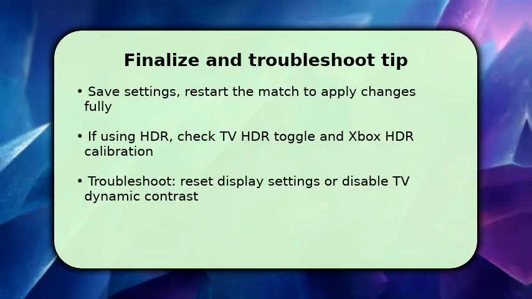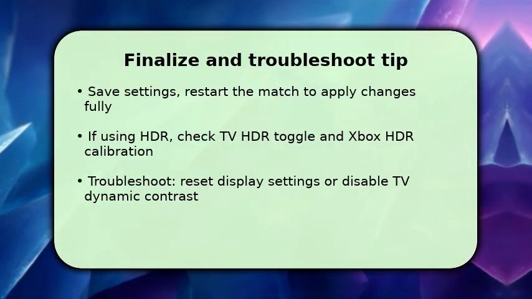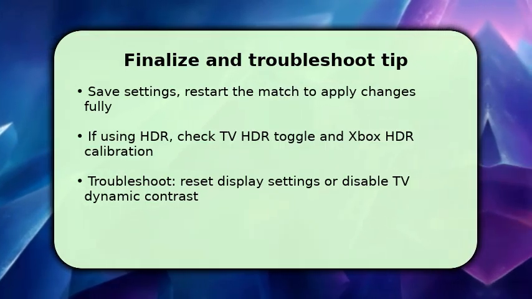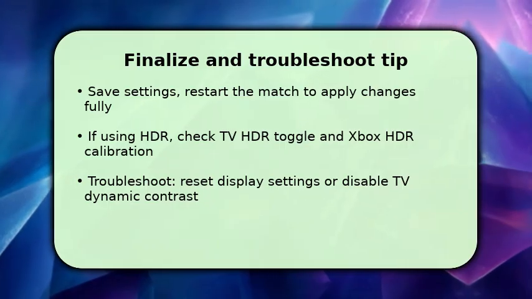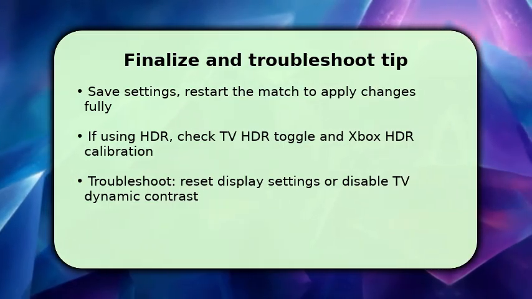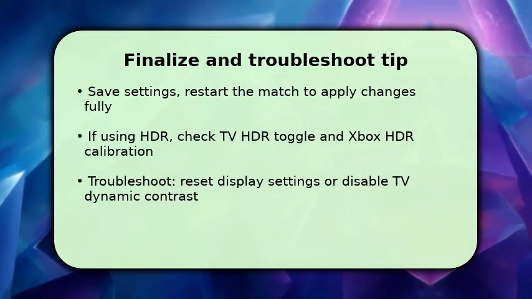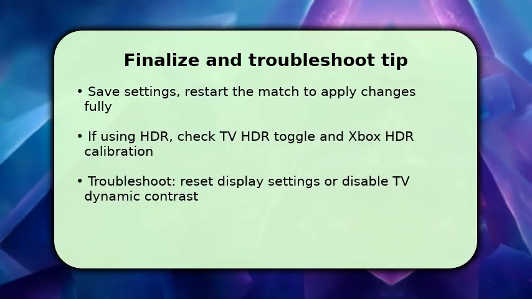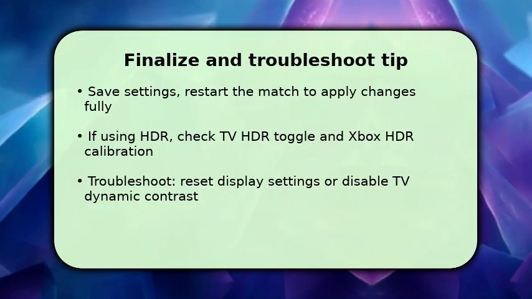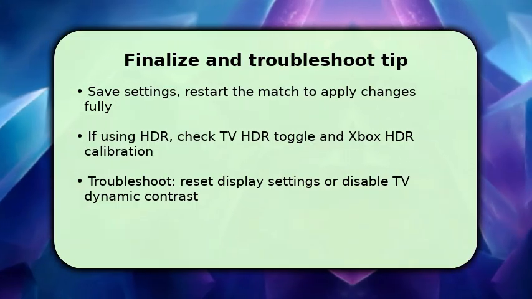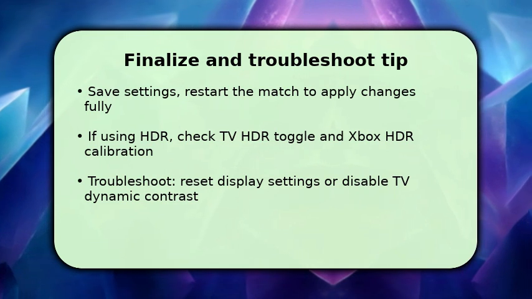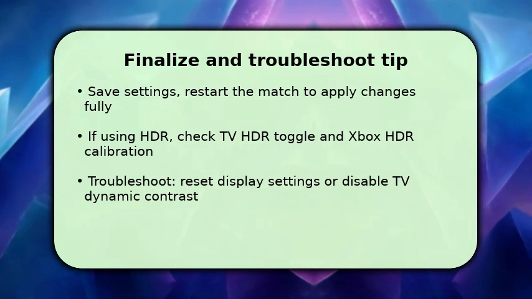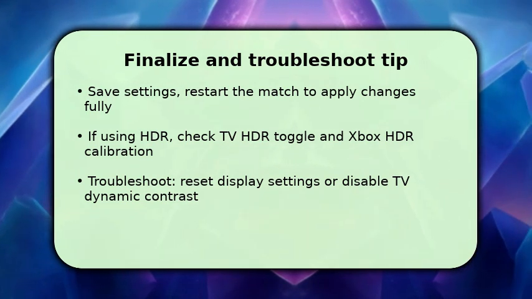If you use HDR, make sure your TV's HDR is enabled and run Xbox's HDR calibration for consistent brightness and color. HDR can compress dark details if misconfigured. If the image still looks off, turn off TV dynamic contrast or reset the console display settings. This resolves most conflicts between game, console, and TV processing and restores expected brightness behavior.